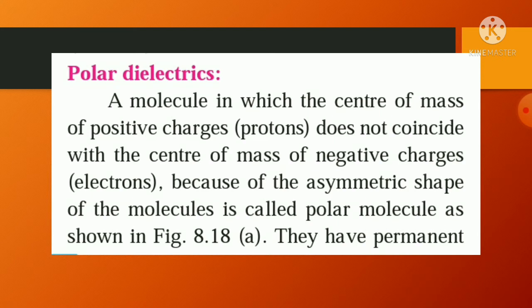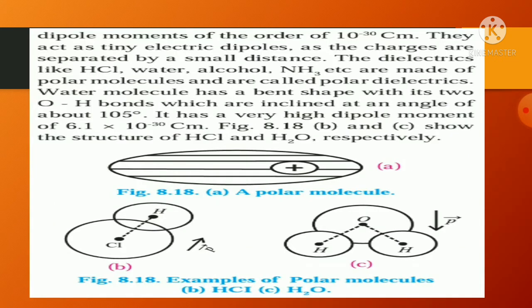Then some properties of polar molecules are in this way. The first property of polar molecules is that they have a permanent electric dipole moment of the order of 10 raised to minus 13 coulomb meter. Then the second property is that they act as a tiny electric dipole, so the charges are separated by a small distance. These are the two properties of polar molecules.